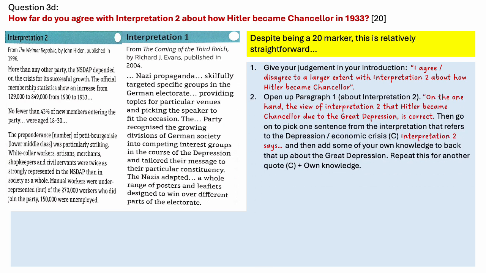Okay, so you might start paragraph 1 with, and I recommend you do, "on the one hand", as we always do when we're trying to open up a 2-sided argument. "On the one hand" just lends itself perfectly, doesn't it? The view of interpretation 2 that Hitler became Chancellor due to the Great Depression is correct. So that's how you're opening it up. You're reminding the examiner what the view of interpretation 2 is. You know this off by heart because you did it in question 3B. And then you go on to, similarly to the source question, pick out a sentence from the interpretation. So then say, interpretation 2 says, write the sentence, so the content you're picking out, that refers to the depression or the economic crisis. And then add a bit of own knowledge. So very, very similar to the source question.